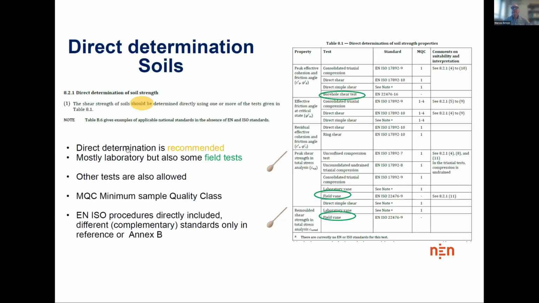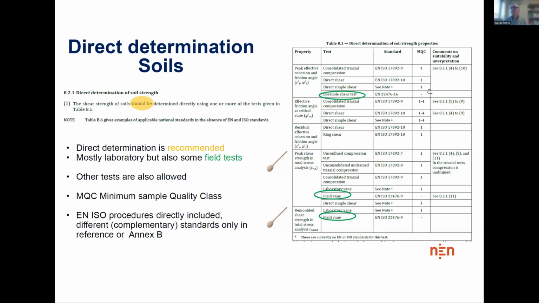By the way, direct determination is recommended. You see, those things should be done. It's recommended. It's not compulsory, but it's recommended. And you see that most of these ways of directly determining relevant strength parameters are by means of laboratory tests. Of course, laboratory tests are associated to a sample, and that sample has to have some quality.